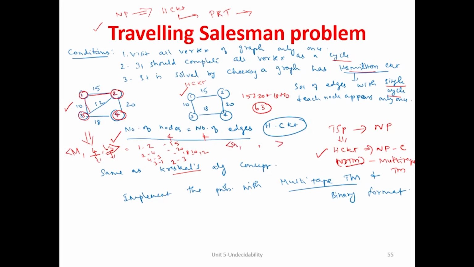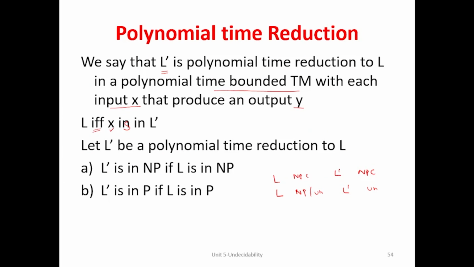One is the source node, another is the destination node, and the edge. These values are converted into binary notation, and we implement and test whether it satisfies the maximum edge length of 63. The machine will either give a yes, otherwise it will give a no. In this way we can implement the same notation for the traveling salesman problem. This is the introduction to the polynomial time reduction concept.